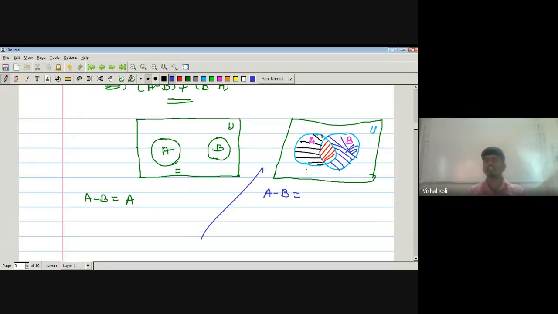So A minus B contains all those elements which are shaded by the black lines, that is, this region is A minus B. Here we have removed all those elements which are present in both A and B, that is, the area shaded by the red lines. Similarly, B minus A contains all those elements which are shaded by blue lines. By black lines it is A minus B and by blue lines it is B minus A, since we have removed all those elements which are present in both A and B.